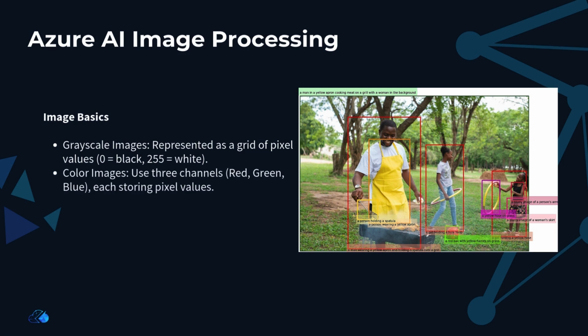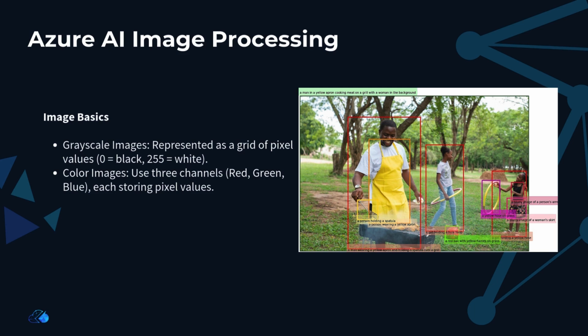Now, when dealing with color images, things get more complex. Instead of one array, there are three separate arrays called channels that store pixel values for red, green, and blue hues. Together, these channels combine to create the colors for the images we see.